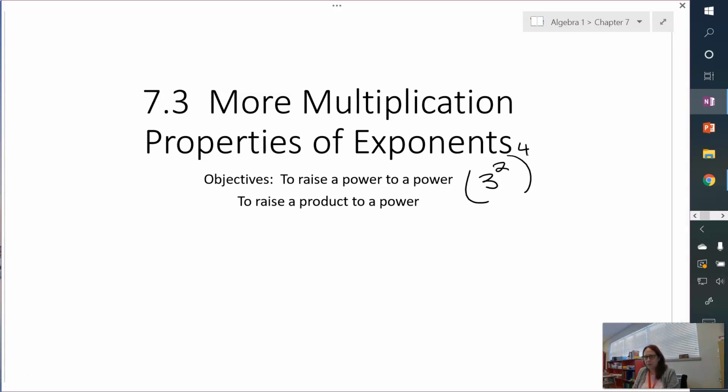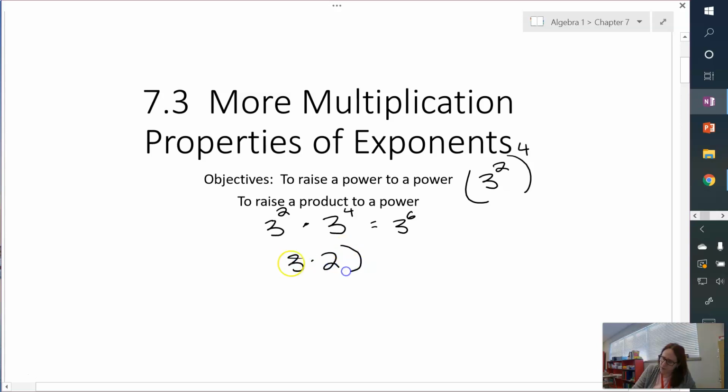So last time we learned that if I multiply a base by another one of the same base, so like 3 to the 2 times 3 to the 4. Since the base was the same, you would add the exponents and you would get 3 to the 6. Today we're going to figure out what happens if we do 3 times 2 and raise that whole thing to, say, the 6th. These are the two kinds of problems we're going to do today.